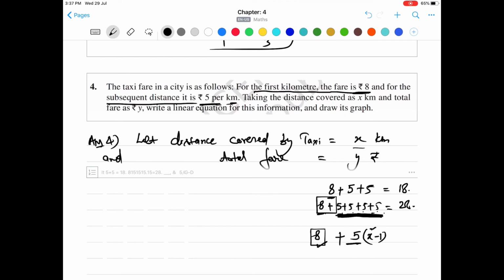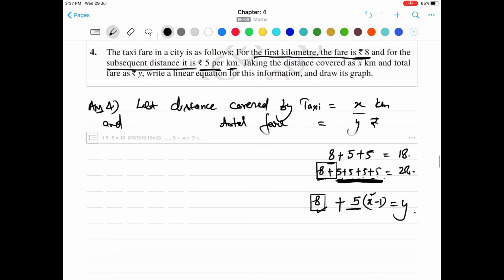So this, plus the 8 rupees, should be equal to the total fare. That's how we will get the equation. This is just for your understanding. Okay, I'm writing the solution now.